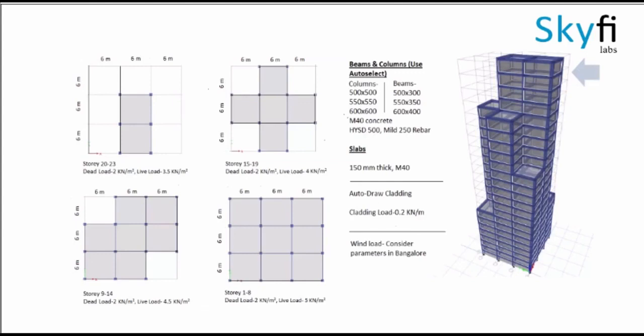Hi there, we are going to do tall building design using ETABS considering wind load parameter in Bangalore. By looking at this figure we can see the various beams and columns that have been given, and we have to use the auto select option for both beams and columns of various sections, considering M40 concrete, HYSD 500 and mild steel 250 rebar. The slab is 150 thick, and the various sections and grid lines as shown in the figure have to be constructed.